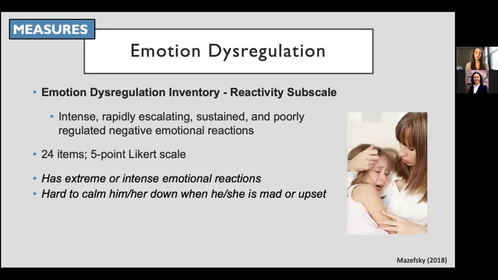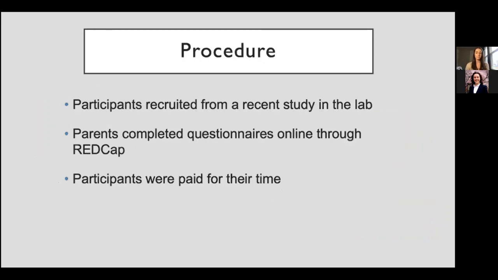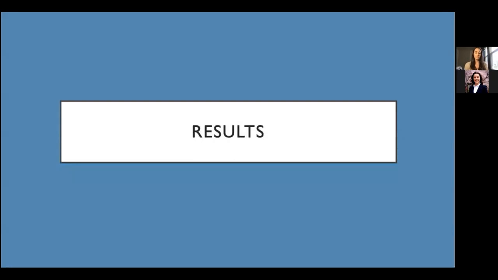Parents rated the severity of their children's behaviors on a 7-point scale on 24 items. Examples of questions from this measure are, has extreme or intense emotional reactions, and hard to calm him or her down when he or she is mad or upset. Participants were recruited from a recent study in the lab, and parents completed questionnaires online through REDCap, and participants were compensated for their time. Now I'll share my results.